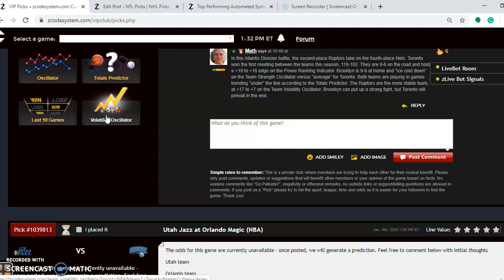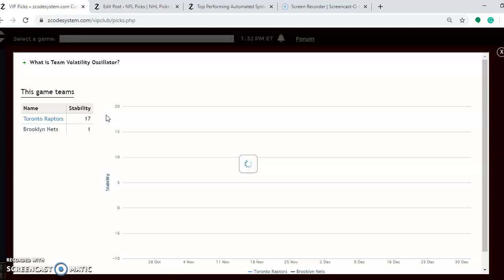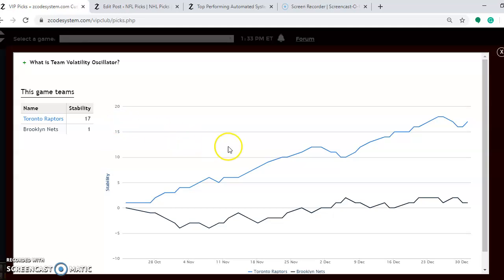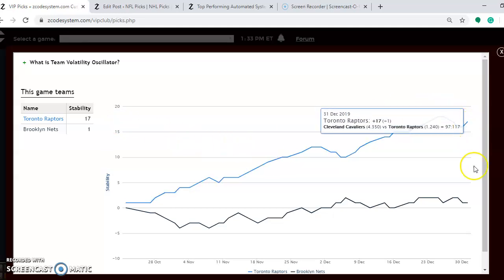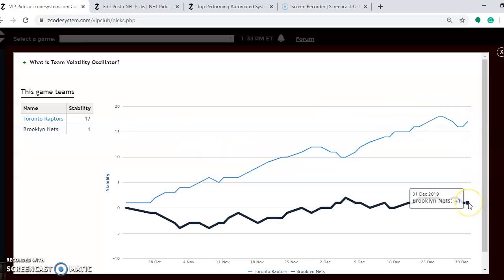If you want to see how stable the two teams are, meaning how well they are performing according to their favorite and underdog status, you will see that Toronto is at plus 17, much more stable than Brooklyn at plus 1. That means you should not pay too close attention to the favorite-underdog status for Brooklyn when betting, but for Toronto, that is a very important factor.